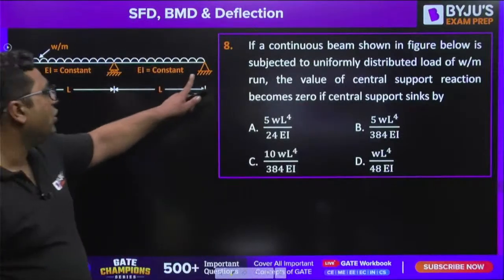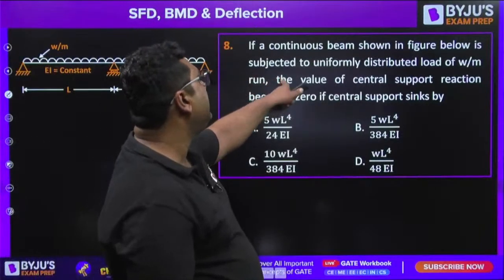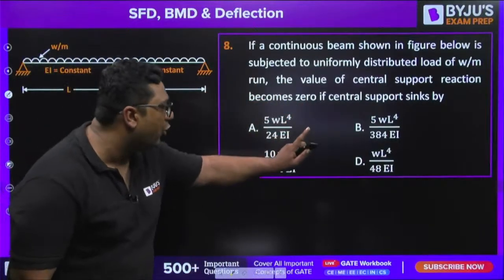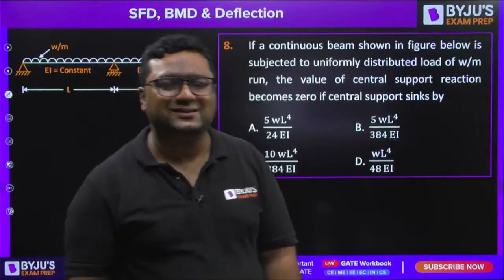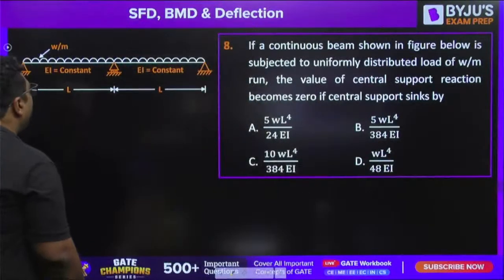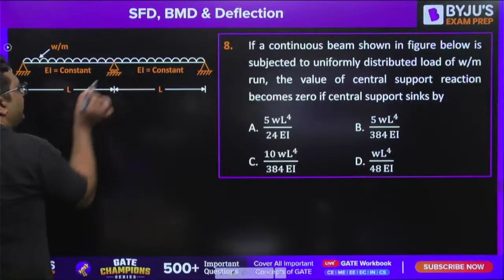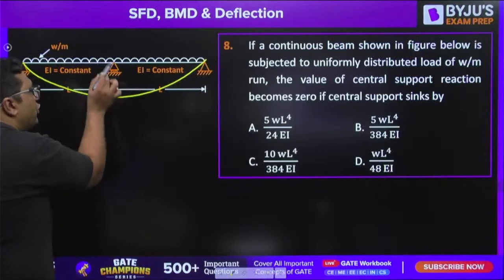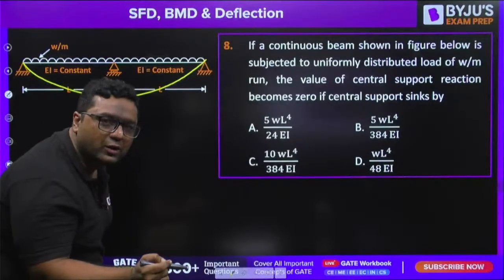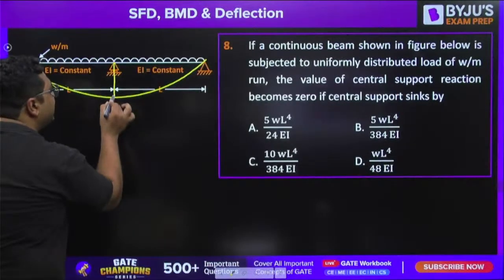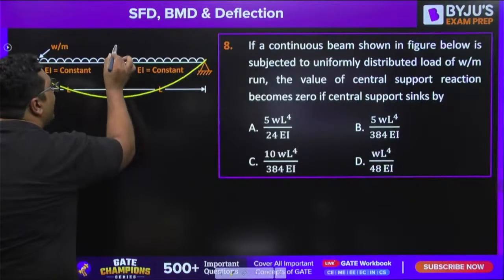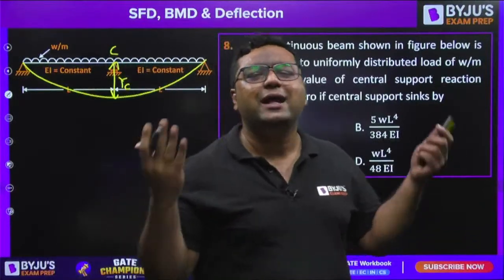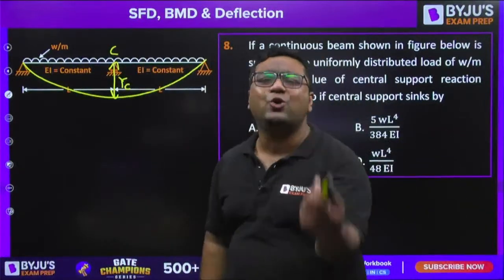So, guys, this is the continuous beam shown in the figure below, subjected to UDL. They are saying the value of central support reaction becomes 0 if central support sinks. Actually, they want to say that if this support would not be there, then this beam would be deflected like that. So when this support would not be there, support reaction would be 0. So they are asking you, what is this deflection actually? For that, this support reaction is 0. That is nothing but the deflection if support is not there.